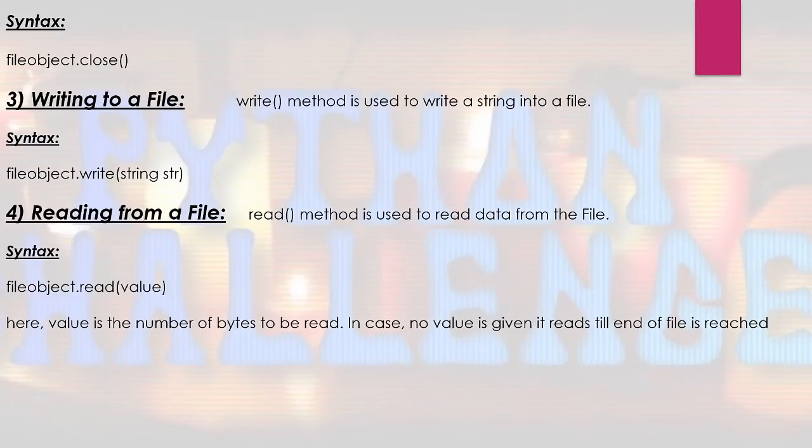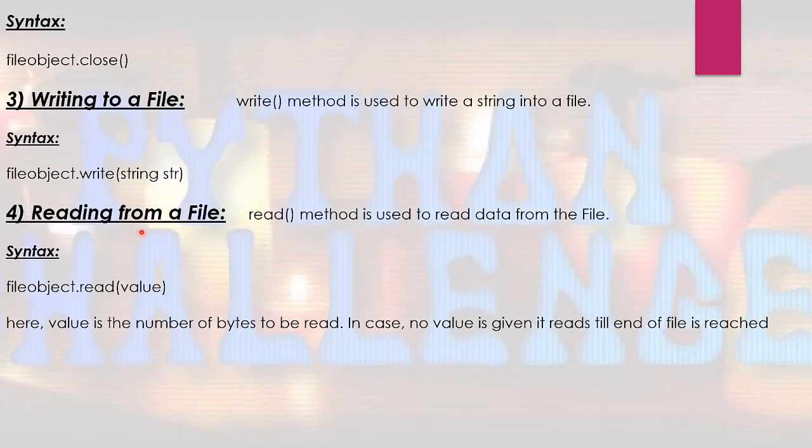For this, the syntax is file object dot close function. Now we will see how to write on a file. The write method is used to write a string into a file, and its syntax is file object dot write string str, meaning whatever we want to write on that file is passed into the write function.